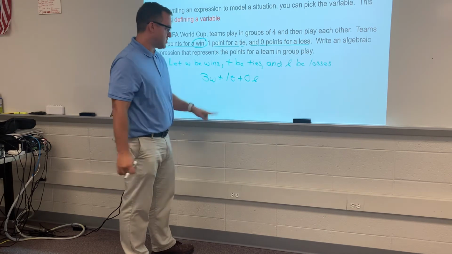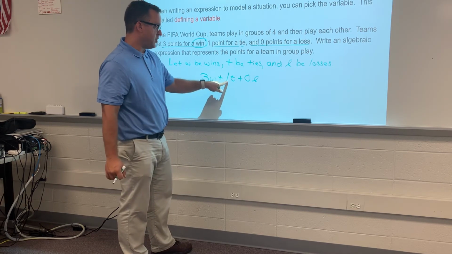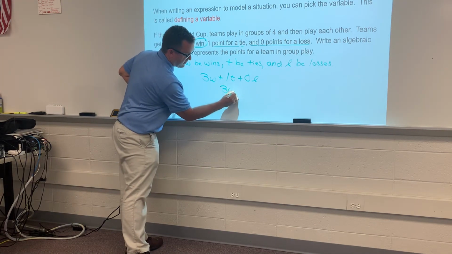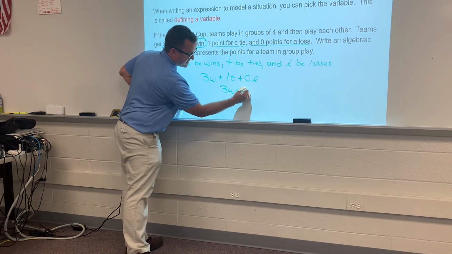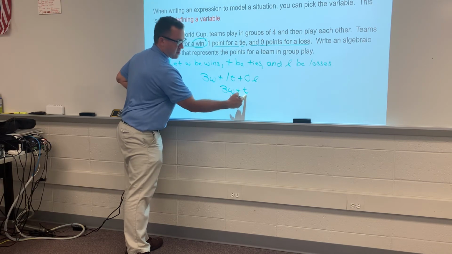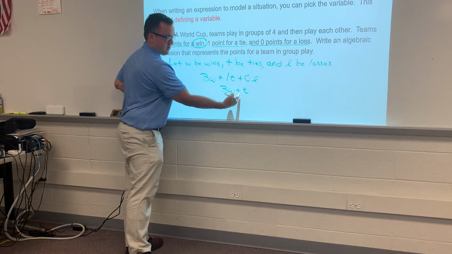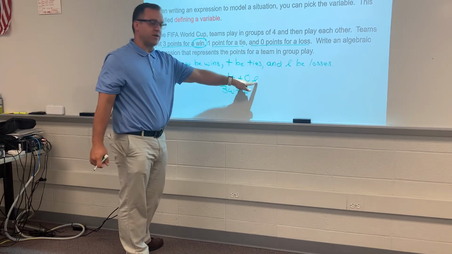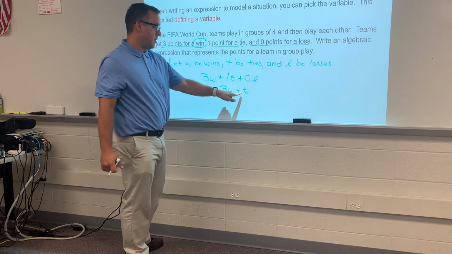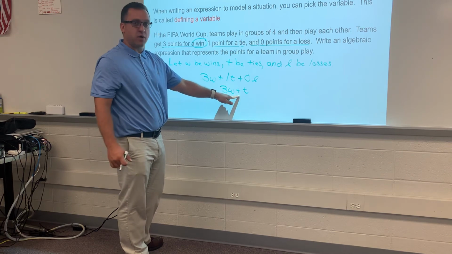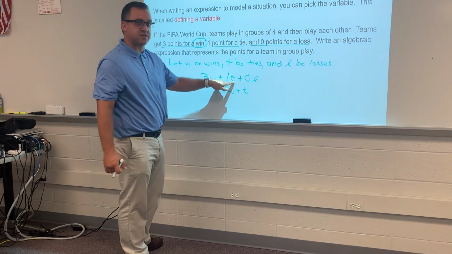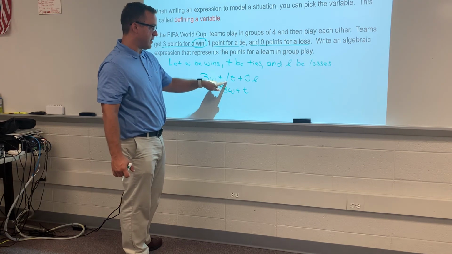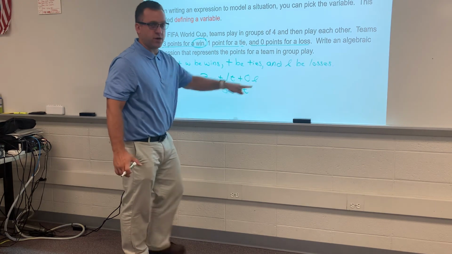Oftentimes mathematicians will make this a little bit simpler. You don't have to put 1T. They might just write 3W plus T. And I'm going to make a cursive T so you can tell the difference between the plus and the T. And then the 0 times L, well, 0 times any number is 0. So this might be the most simplified expression, but this expression also is okay because it shows the understanding that you get 1 point for a tie and 0 points for a loss.